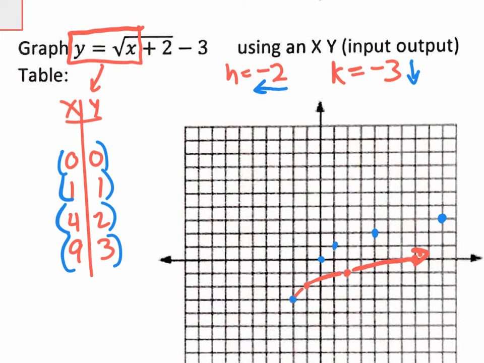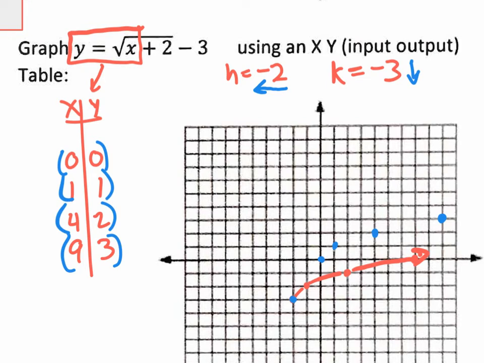But what's this beginning point right here? That's the coordinate -2, -3. So that beginning point technically comes from h and k, -2, -3. Are you with me? Kinda? Yes. All right. So the beginning point of a square root function will always be the hk value.